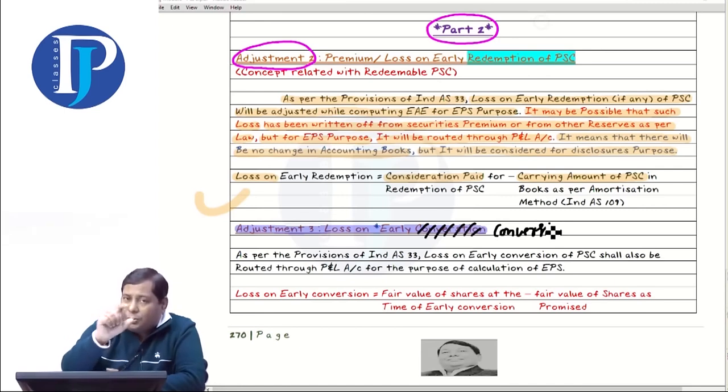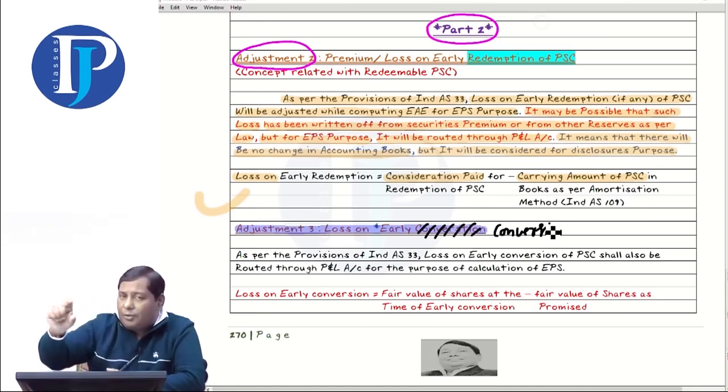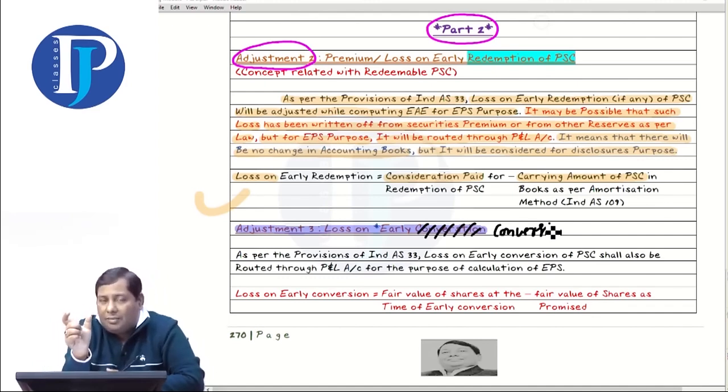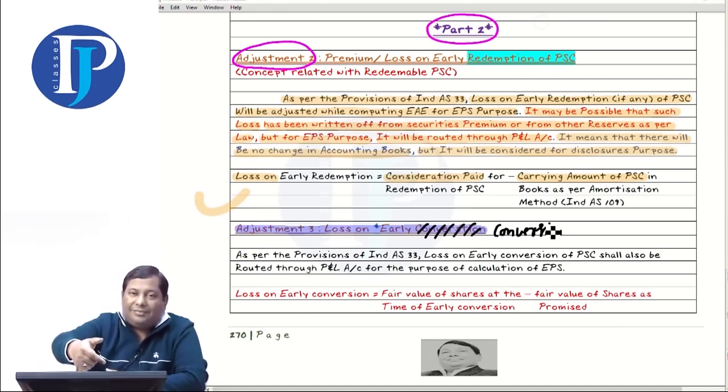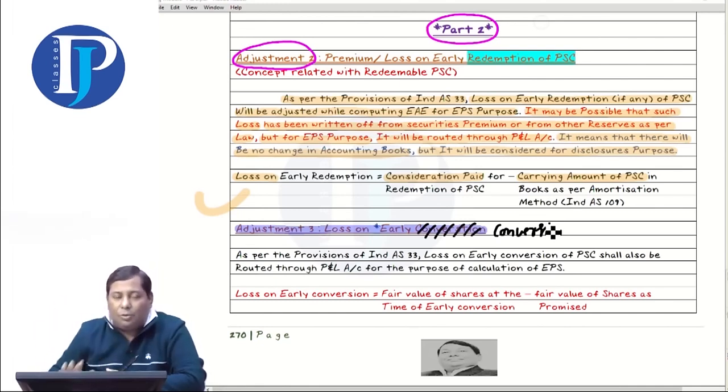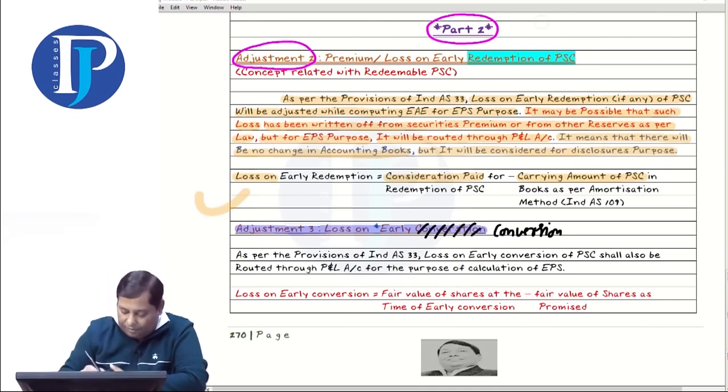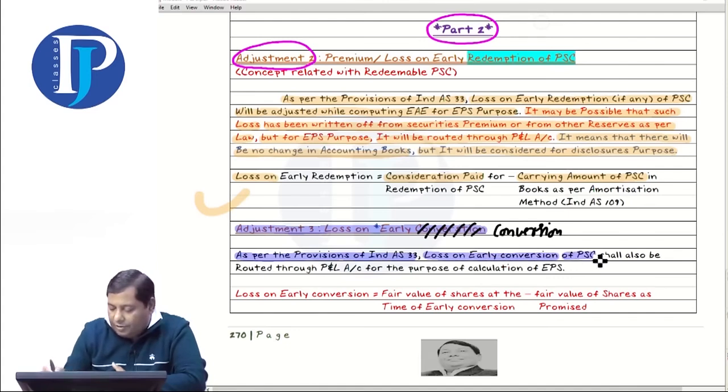So fair value of issued shares minus fair value of promised shares, that difference will be considered as your loss on early conversion, and we will treat it the same way as we discussed above. So whether you do early redemption or early conversion, in both cases you will have to route that loss through P&L. Look here, as per the provisions of Ind AS 33, the loss on early conversion of PSC shall also be routed through P&L for the purpose of calculation of EPS.